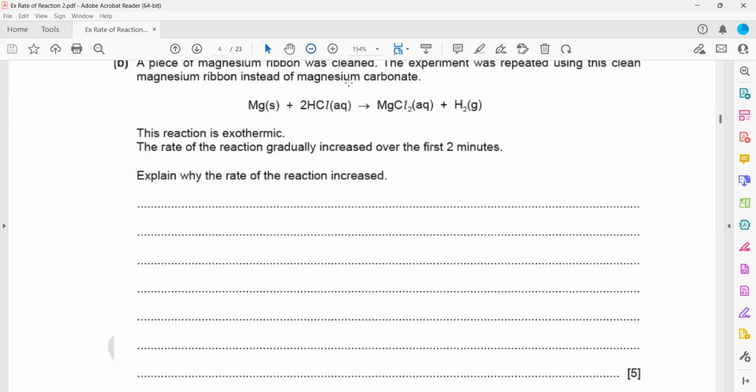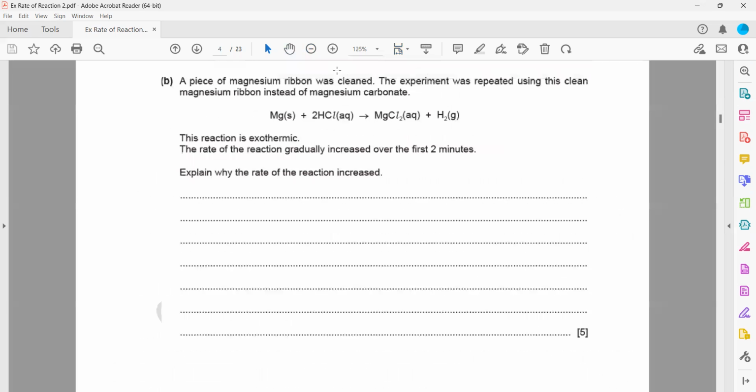A 5-mark question. The question is, a piece of magnesium ribbon is cleaned. The experiment was repeated using a clean magnesium ribbon instead of magnesium carbonate. The reaction is exothermic. Exothermic reaction means it gives out energy. What will happen when the reaction is exothermic? The temperature of the mixture will increase. So the rate of the reaction gradually increases over the first 2 minutes. What is the reason for that?